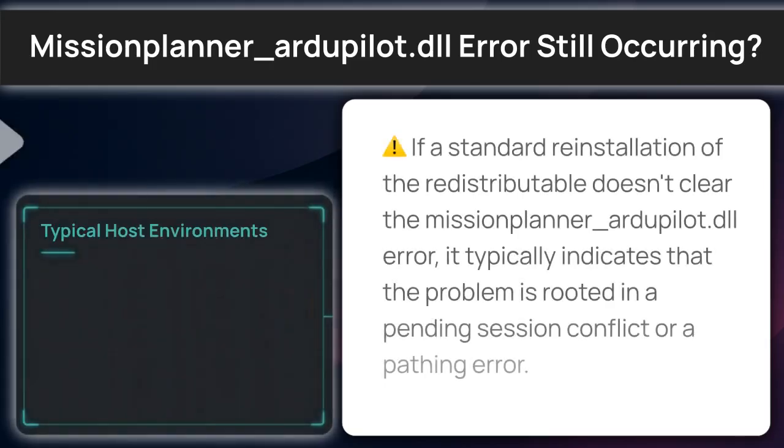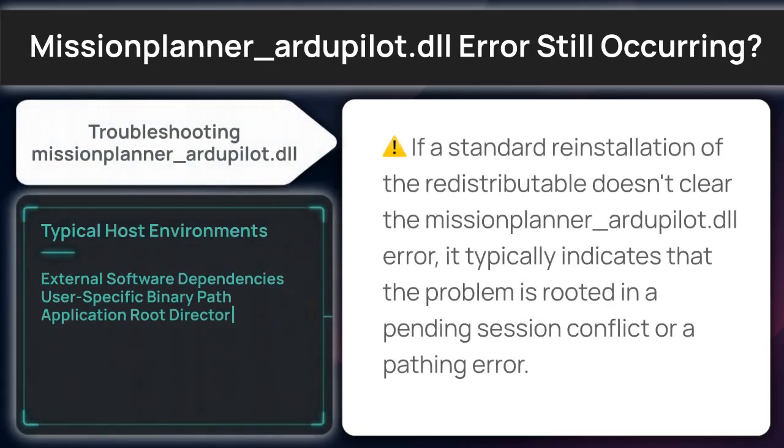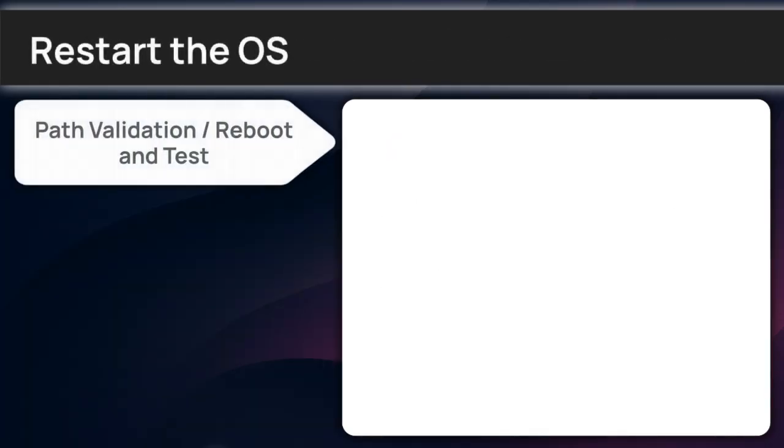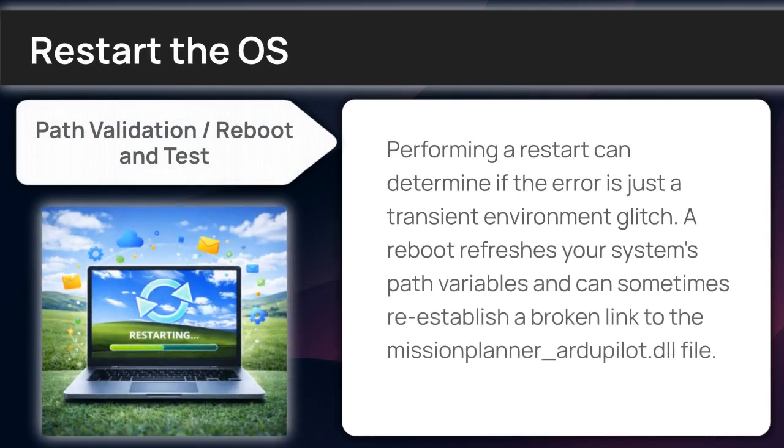Should the file remain missing after a reinstall, we need to ensure that the operating system is forced to re-index its shared library paths. A full system restart ensures that no background processes are currently locking the Mission Planner ArduPilot module file. A fresh boot allows Windows to reinitialize its library map from a clean state.